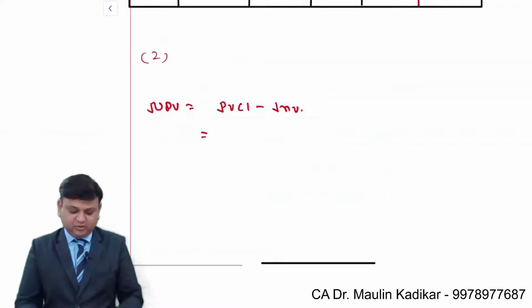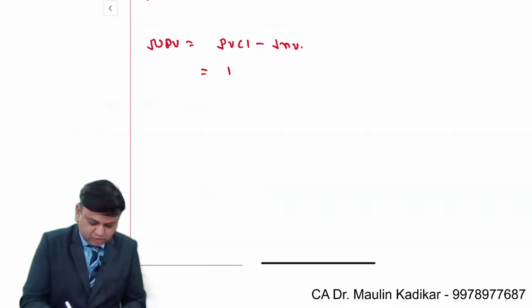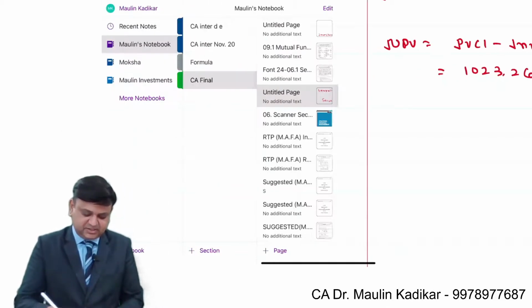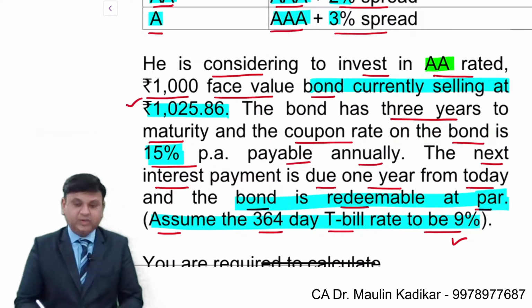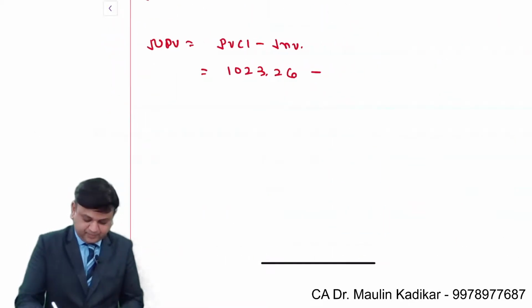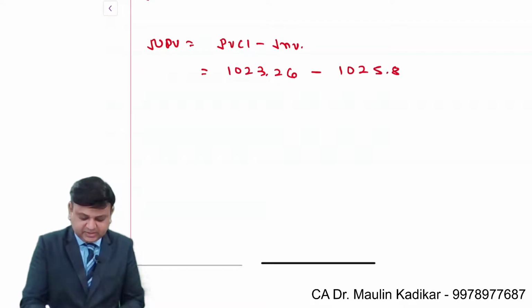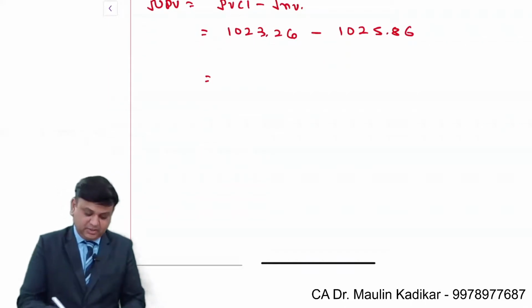If you purchase the security today, then the present value of the cash inflow is 1023.26 minus the investment to be made, which is 1025.86. So the answer comes to 2 rupees 60 paise negative. We understand that as NPV is negative, we should not buy the security.